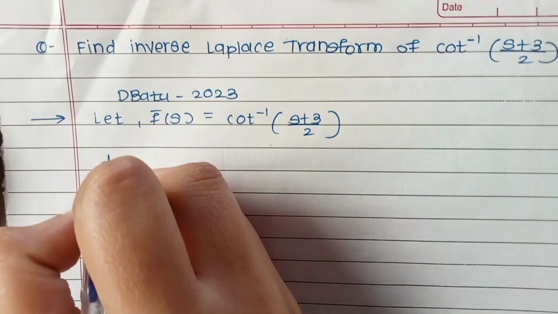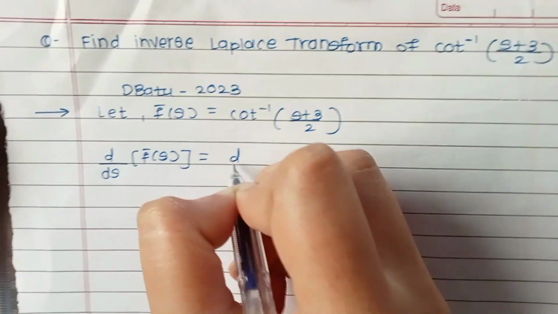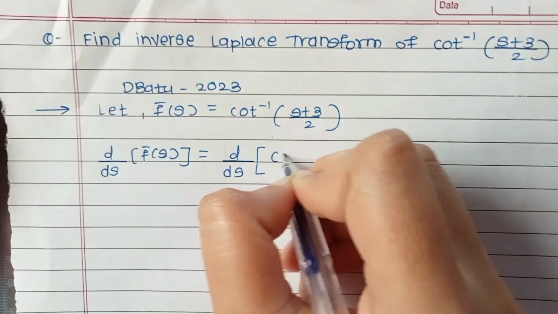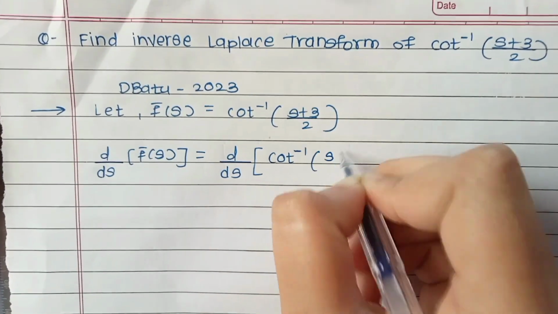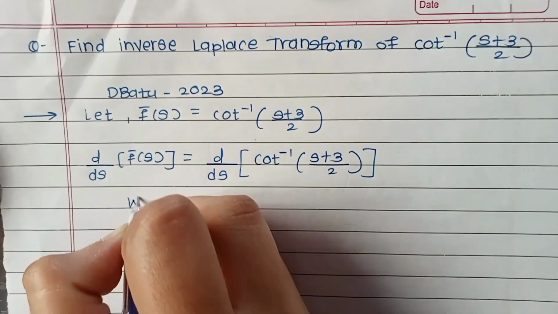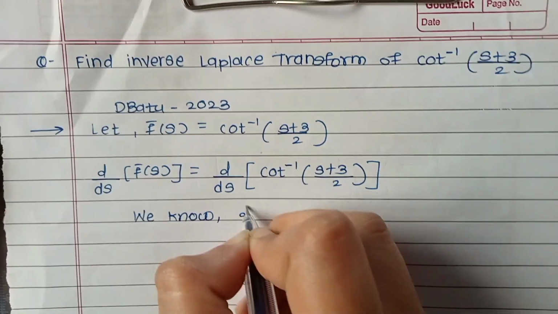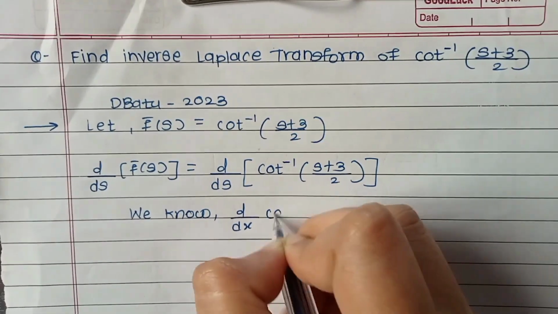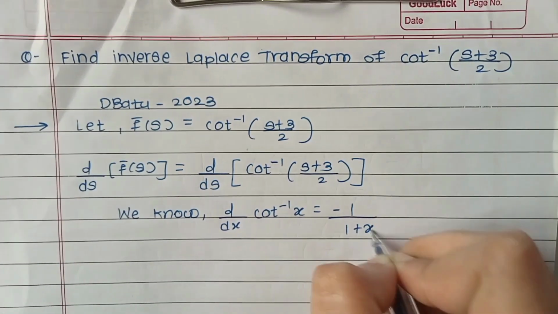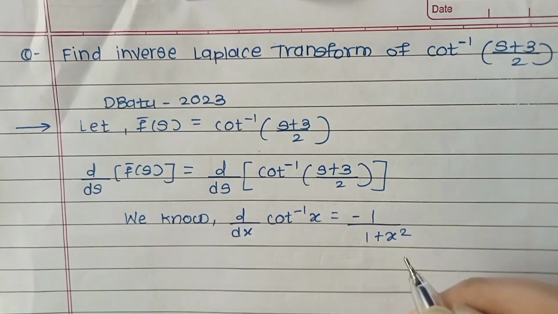So d by ds of f bar of s is equal to d by ds of cot inverse of (s plus 3) by 2. Now we should know one formula: the derivative of cot inverse of x is minus 1 upon 1 plus x square. So comparing this x with (s plus 3) by 2, we will apply this formula.